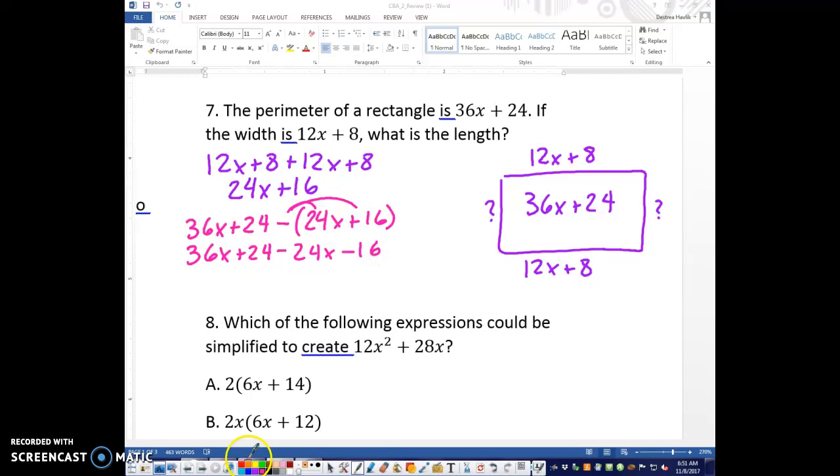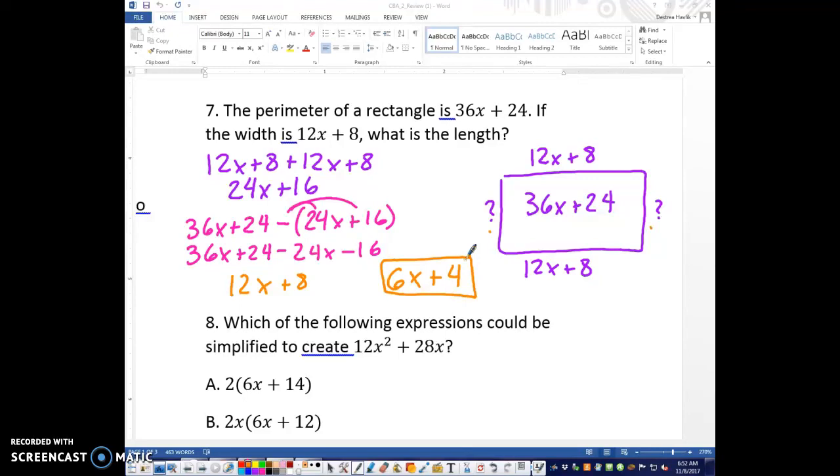Okay? Now we're going to combine like terms. Okay? What's 36 minus 24? It's 12. What's 24 minus 16? Type that in. 24 minus 16. It's 8. So we have plus 8. Now remember, this is both sides. Okay? So in order to only get one side, we have to divide those both by 2. 12 divided by 2 is 6. And 8 divided by 2 is 4. So this is the length of one side.